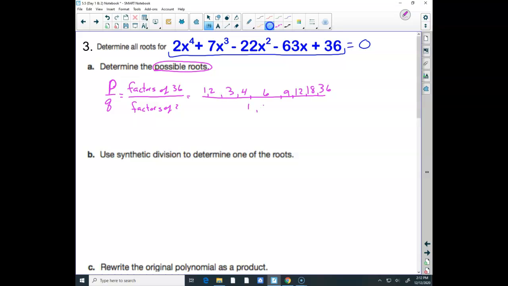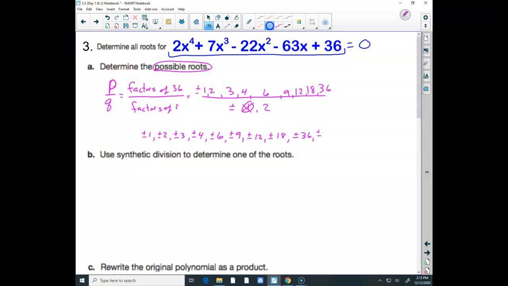And I got 1 times 2 gives me 2. So my possible roots are going to be plus or minus 1, plus or minus 2, plus or minus 3, plus or minus 4, plus or minus 6, plus or minus 9, plus or minus 12, plus or minus 18, plus or minus 36. I just paired up that 1 with everybody on the top. Remember, it's plus or minus of everything. Now I paired up the 1. Now I got to pair up the 2.